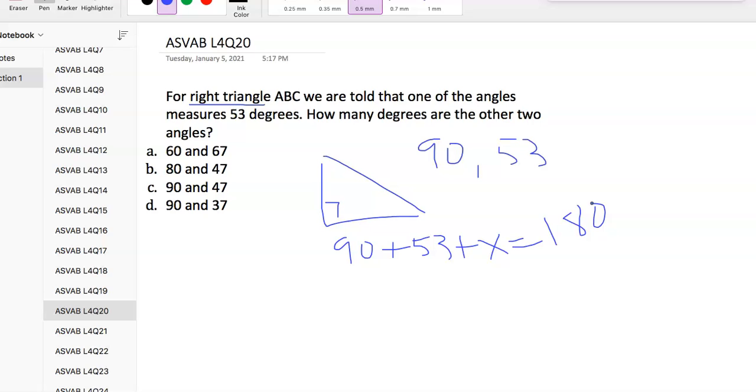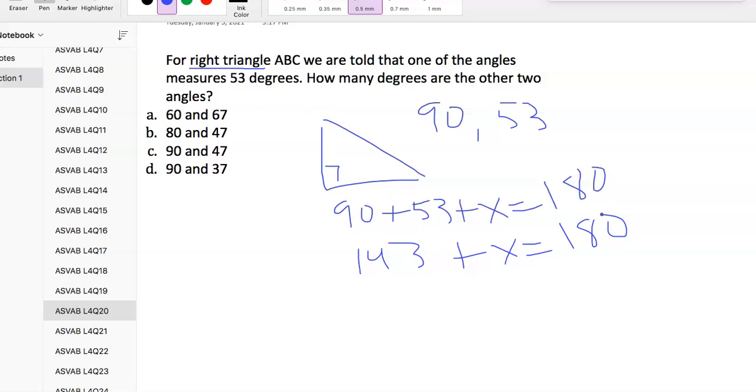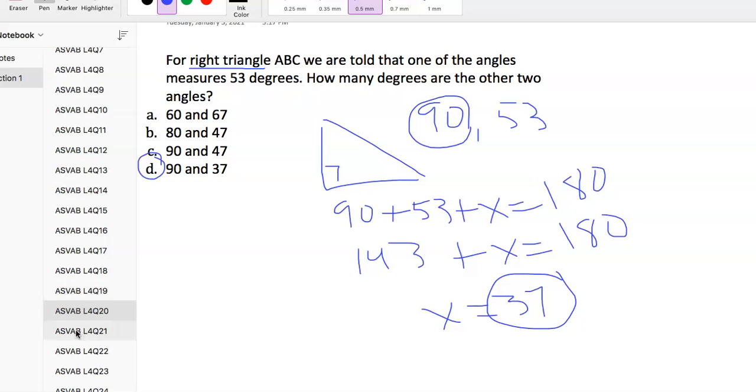equals 180. 90 plus 53 is 143. Plus x equals 180, and if I subtract 143 from each side, I will get 37. So 37 took a little math, 90 was a little easier to figure out. So 90 and 37. There we go. We can see answer choice D, and that's all we need. And moving on.